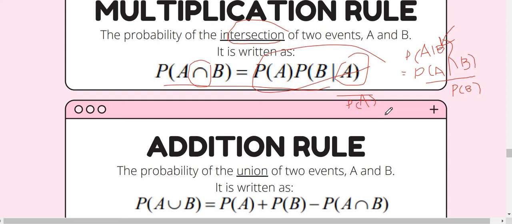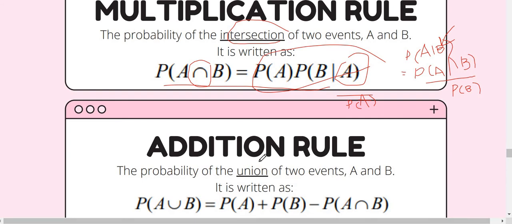Alright class, so it doesn't matter actually. For example, if the question is A intersect B, it doesn't matter whether you want to solve B intersect A or A intersect B first. Tak ada masalah. The answer will be the same. Later I will show you the example. So just accept for the multiplication rule P of A intersect B, we will use it when we have intersection. Alright. So now, for the second one is addition rule.